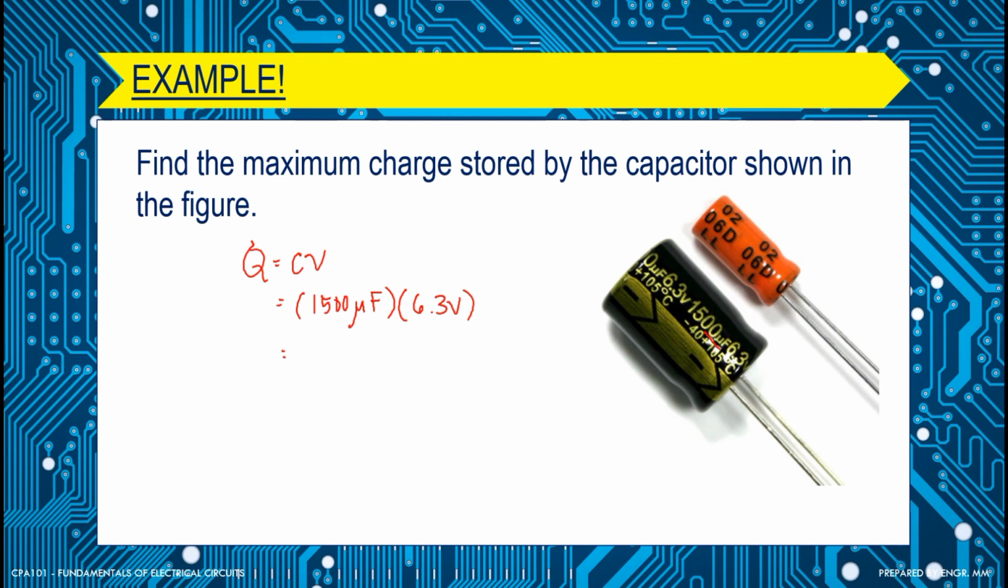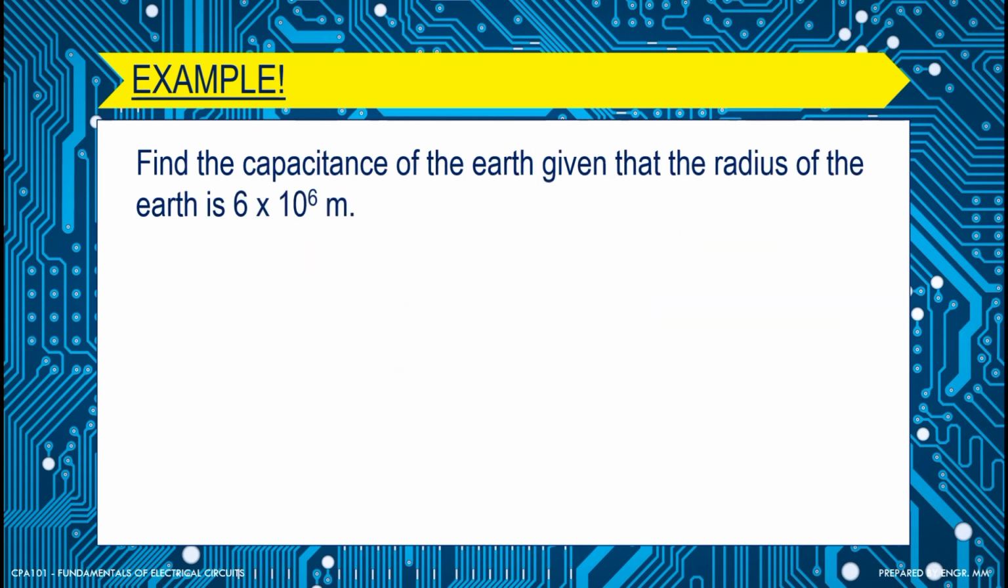That's 1500 micro, micro is times 10 raised to negative 6, then times 6.3, and we'll have 9.45 millicoulomb. Okay, so the unit of charge is coulomb, the unit of capacitance is farad, and the unit of voltage is volt. So always remember the units of these parameters. Now let's have another example.